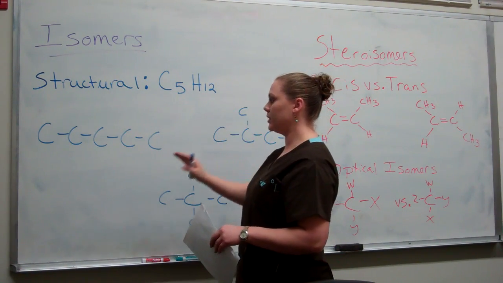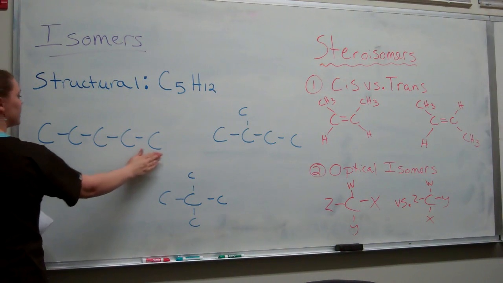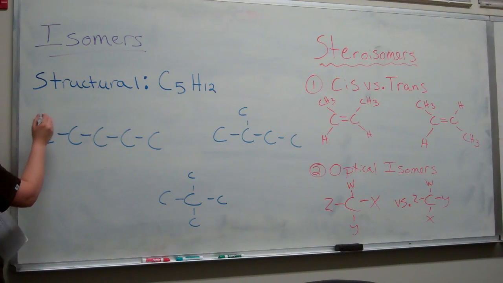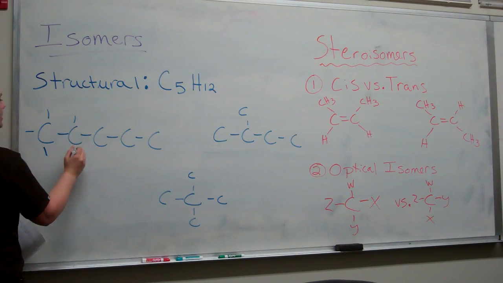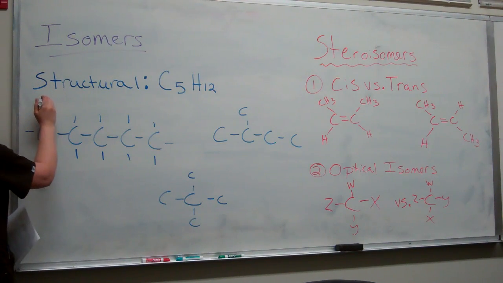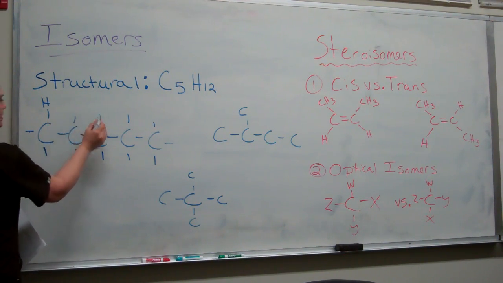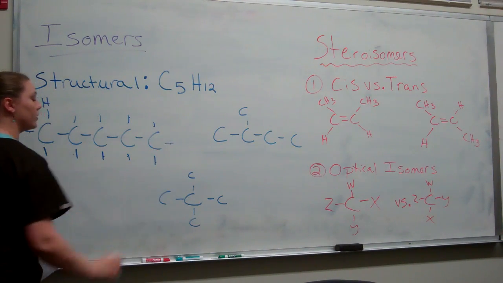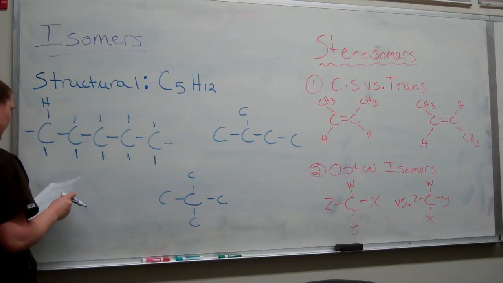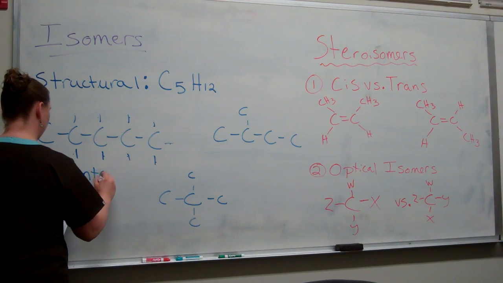C5H12 could be arranged in this way. And if you look, we have 5 carbons consecutively. This is page 12 of my notes. 5 carbons consecutively. Everywhere you see these little dashes like that, that means that there's a hydrogen on the end. I just don't want to write hydrogen over and over and over. So this would be 1, 2, 3, 4, 5, 6, 7, 8, 9, 10, 11, 12. So that's still C5H12. And if you look at this, this is actually pentane.